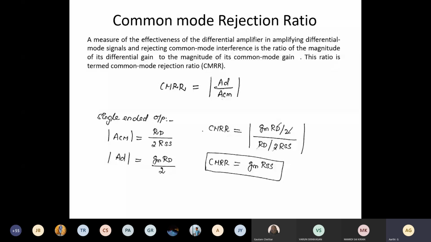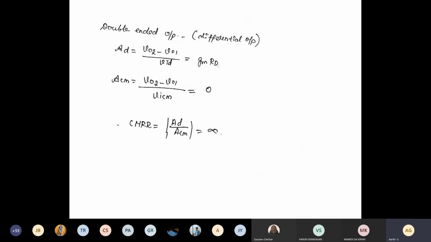Now can you calculate for the double-ended case? For the double-ended case, ACM is zero, and AD is GM into RD. So if you take the ratio, CMRR will be infinite. For the double-ended case, CMRR is infinite. Next, this is true when the circuit is perfectly matched.